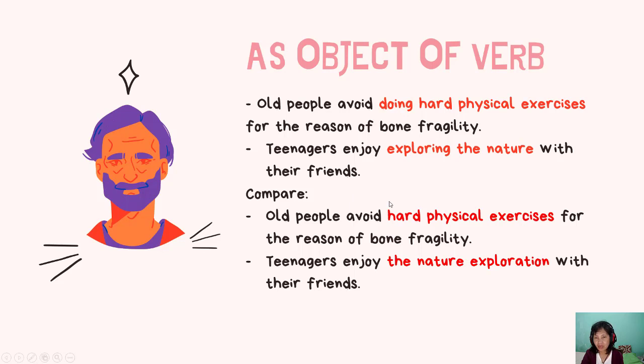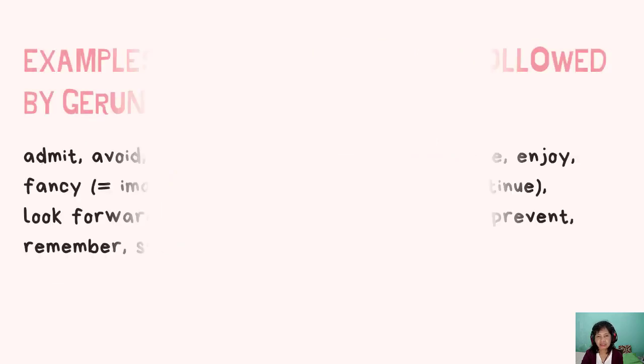But if you want to emphasize on the activity, on the action, you need a verb. You can use a verb in this position as object of verb, but of course you must make it gerund. Doing, exploring. So the same. Teenagers enjoy the nature exploration. This is noun, but this is verb, functioning as object of verb. So this is gerund.